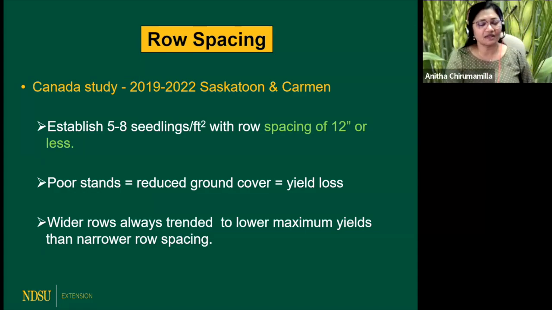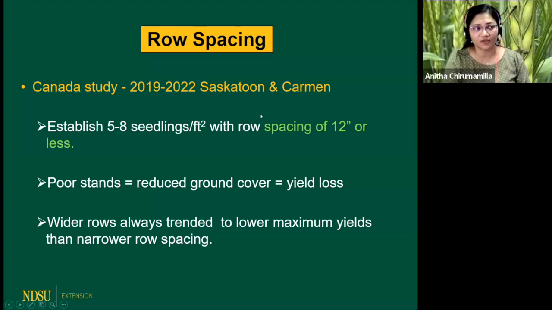So coming to the row spacing, it is also important along with the seeding rate for achieving the highest yields in canola. And in canola, we recommend a narrow spacing of 12 inches or less with a plant density of 5 to 8 seedlings per square foot. This is because a narrow row spacing will achieve uniform plant distribution and that would close the canopy much faster than a wider row spacing. Also, the plants are not competing too much for soil moisture, nutrients, and light.